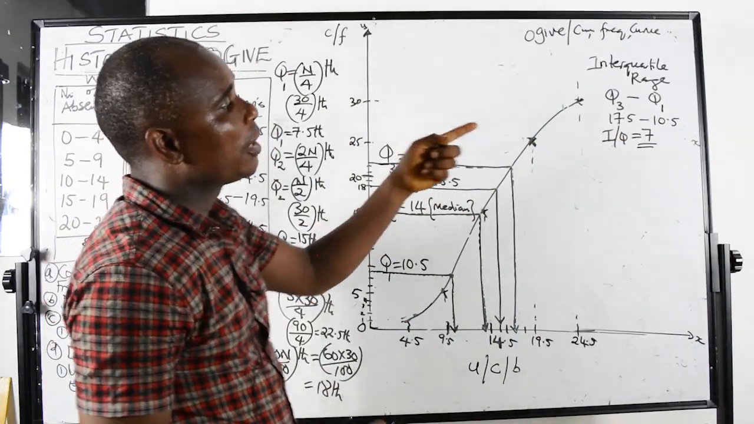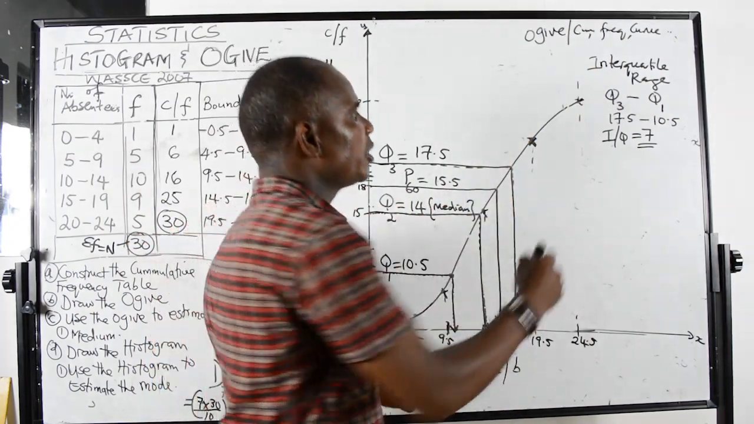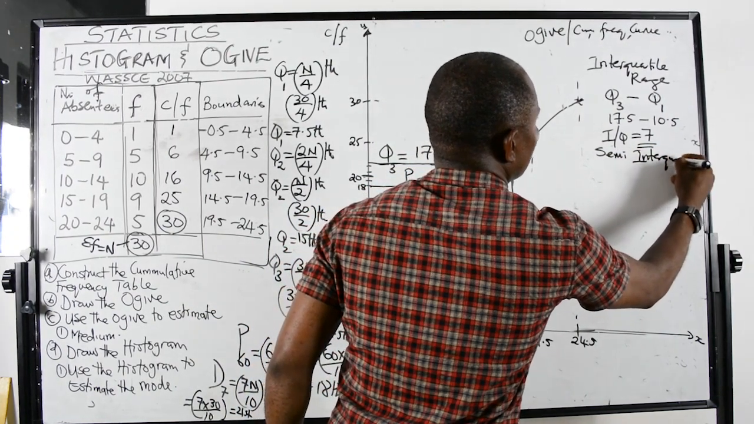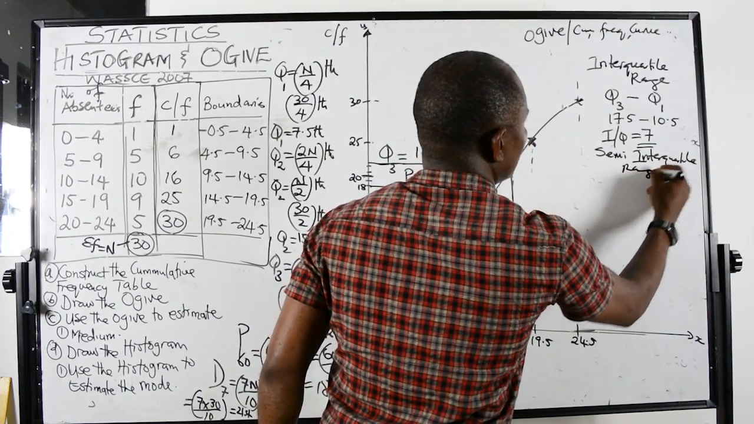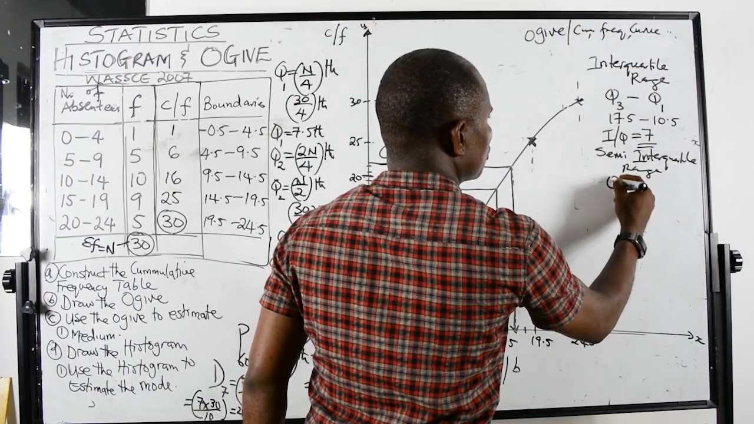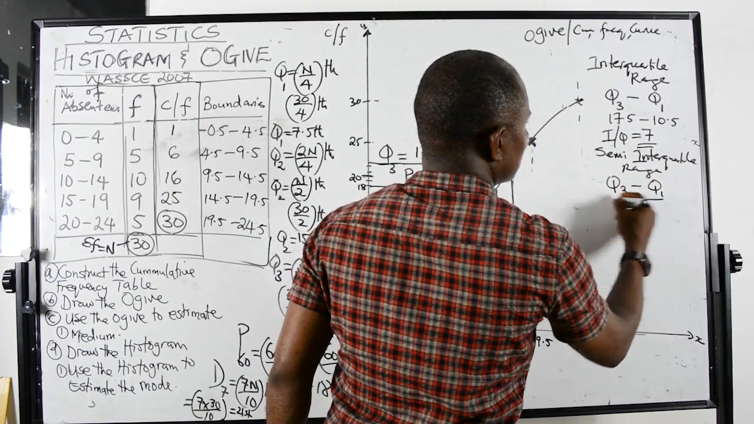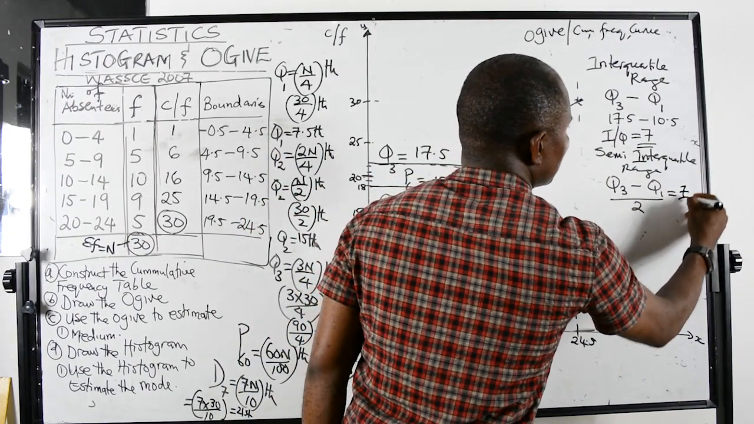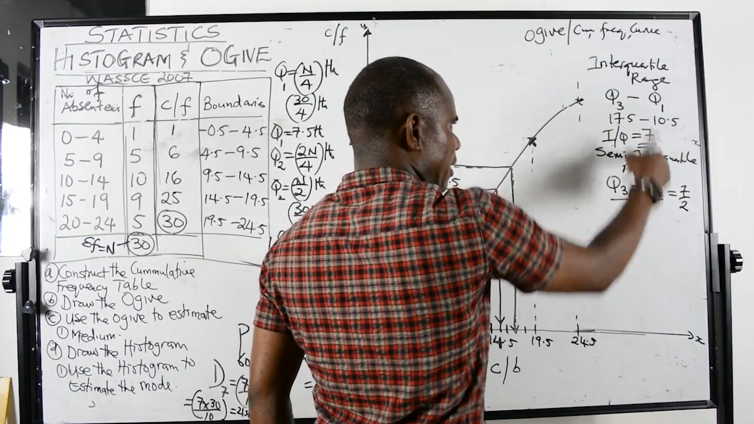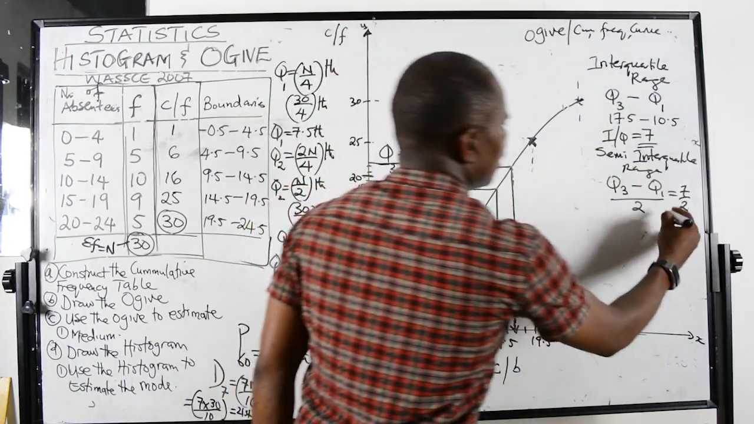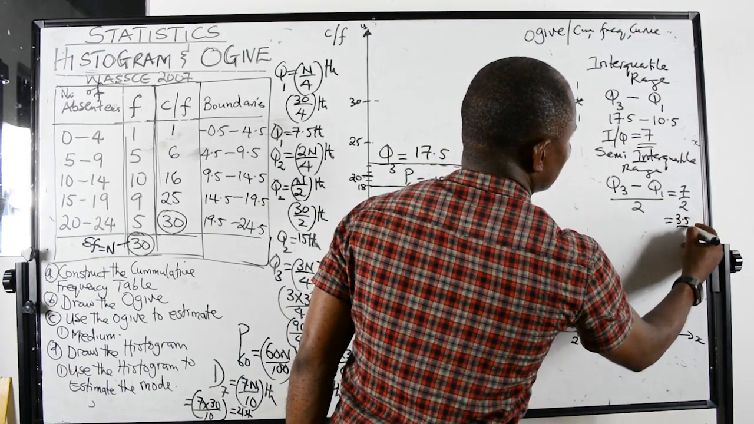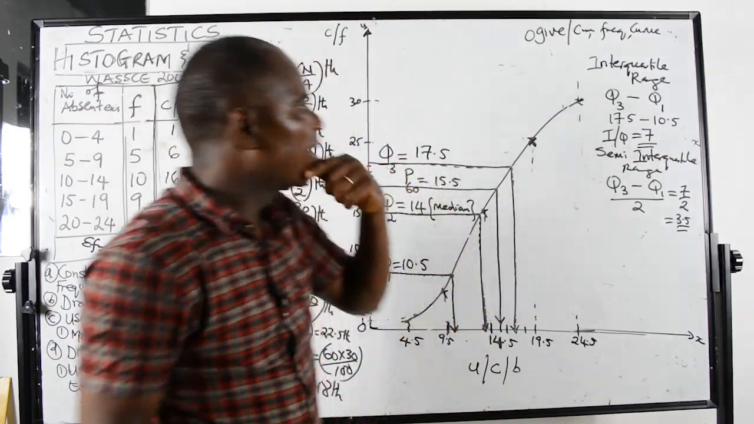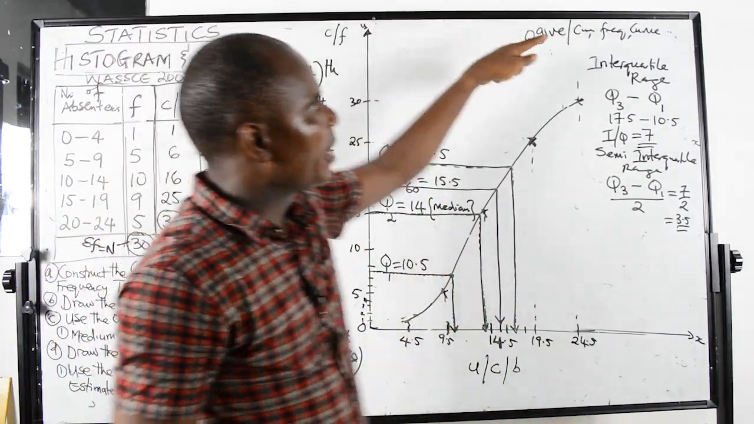So I can also be asked to find the semi-interquartile range. This is also a range. It is also given as Q3 minus Q1. Semi means half, so I just need to divide this by 2. I divide the interquartile range by 2 to give me the semi-interquartile range. So I have 3.5. That is half of the interquartile range. So I have done the semi-interquartile range.